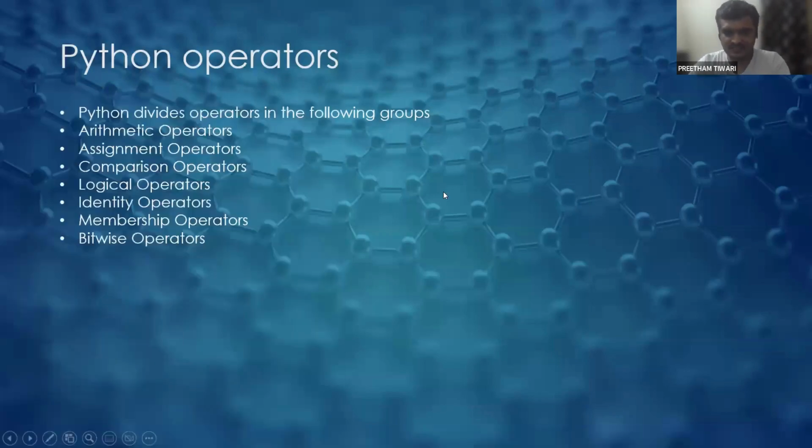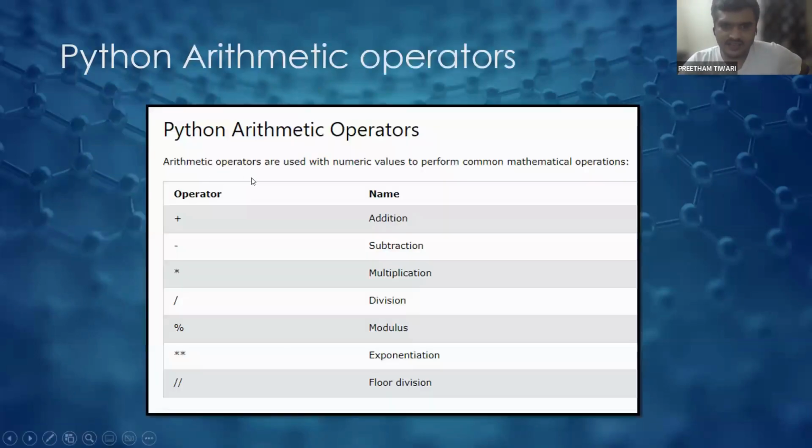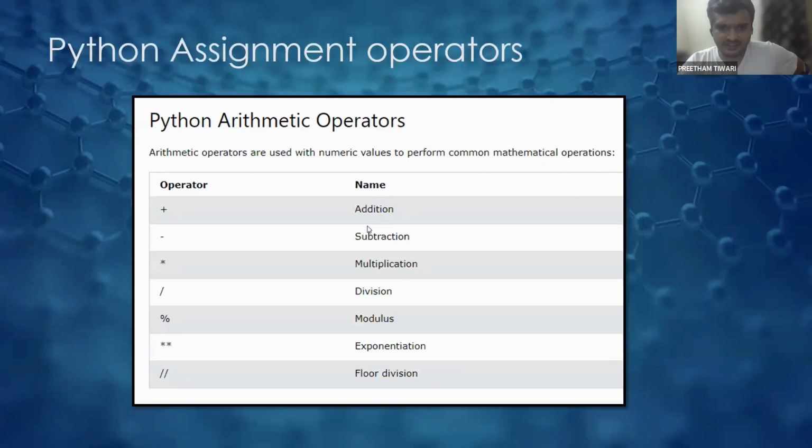As you can see here, there are a lot of Python operators. These are the important operators, and this is what we saw today. We had a look at some of these operators. As you can see, we have addition, subtraction, multiplication, division, modulus, exponent, and floor division.